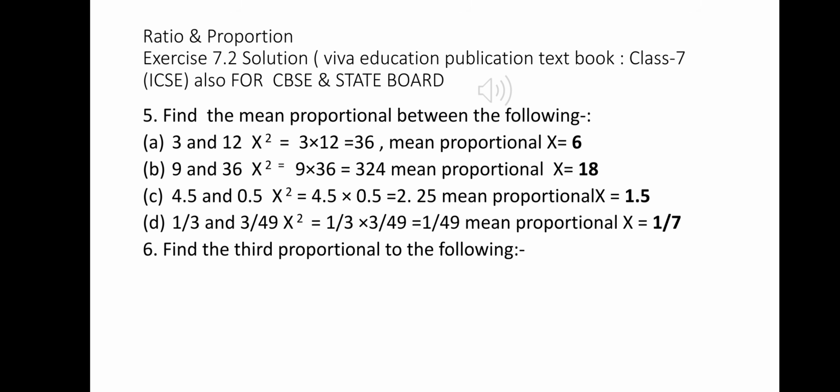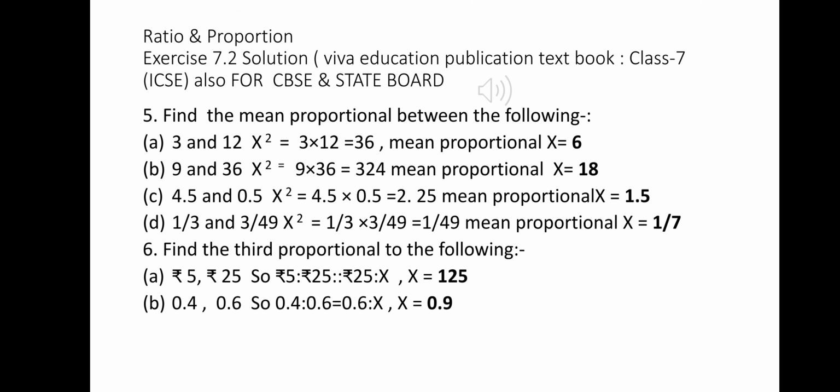Find the third proportional to the following, that is 5, 25. So third proportional, you have to find out by taking 5 is to 25 is to 25 is to x. So third proportion will be 125. 0.4, 0.6. So for the third proportion, you have to repeat that 0.6. So 0.4 is to 0.6 is equal to 0.6 is to x. So that will be 0.6 into 0.6, that is 0.36 upon 0.4.